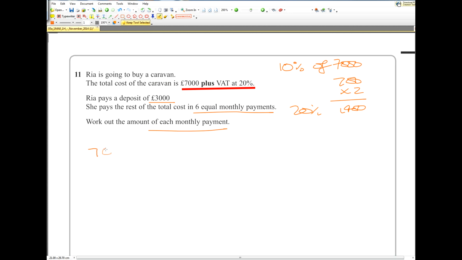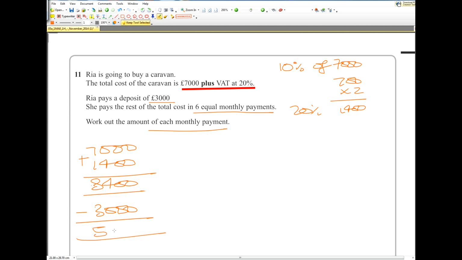So really, the cost of the caravan is £7,000 plus 1,400. That will give us a total price of £8,400. Now, £8,400 minus the £3,000 deposit gives us a balance of 5,400. Now we divide 5,400 by 6, and that will give us an answer of £900. That's the end of that question.